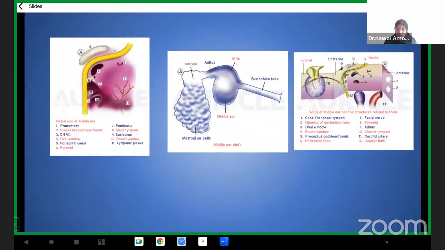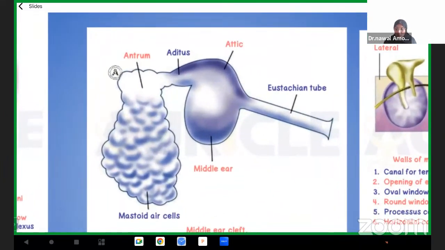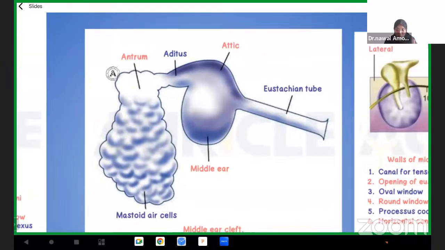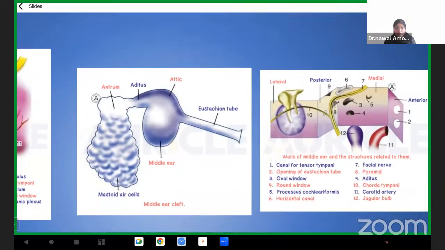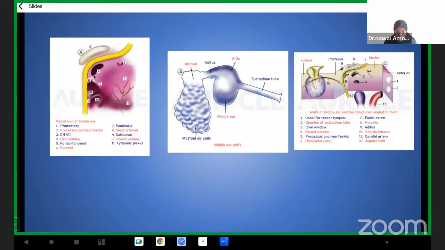Okay, remember this diagram? In this diagram, the auditory tube enters into the anterior wall of the middle ear, and the attic is placed in between the middle ear, and the mastoid process is behind the posterior wall. So the posterior wall is attached to the mastoid air cells. I hope this is clear.